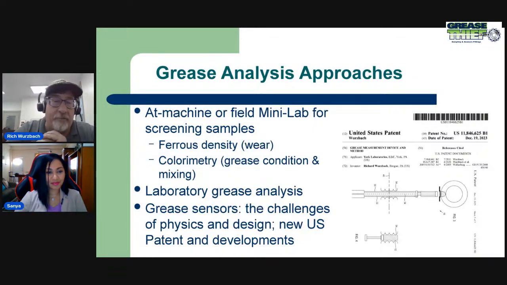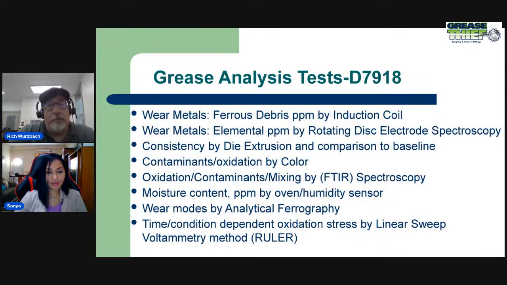This new U.S. patent and the developments from that are using a dynamic in situ sampling solution to introduce the grease to the sensors and then to release it back into the grease housing again. So it periodically pulls that back and forth. That's an exciting new development, and we're looking to see that give us some more options for grease monitoring as we go forward. The tests that happen in the lab, that's D7918, the ASTM standard.